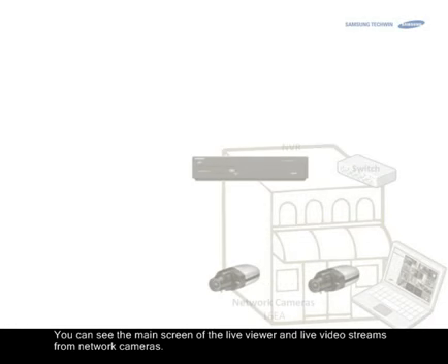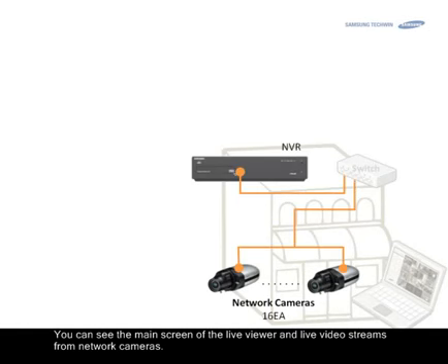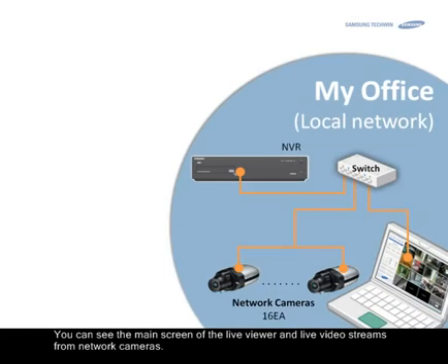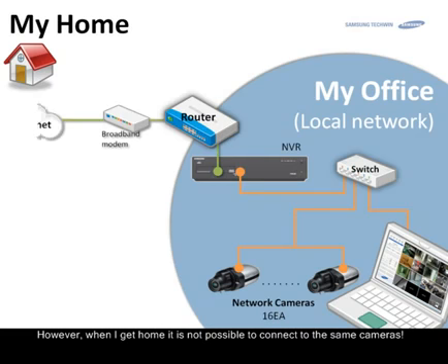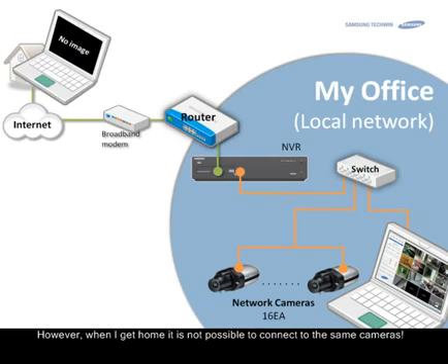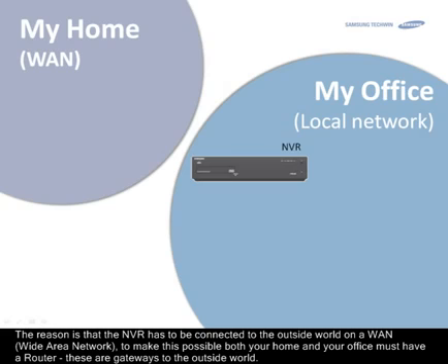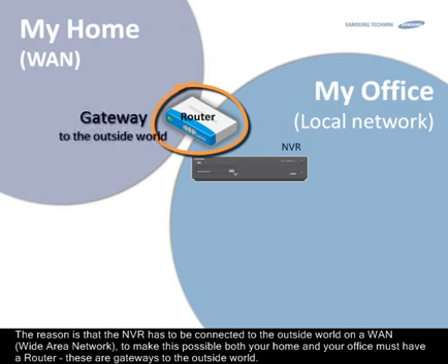Now you can see the main screen of the live viewer and live video streams from the network camera. However, when I'm at home, it is not possible to connect to those same cameras. The reason is that the NVR has to be connected to the outside world via a wide area network. To make this possible for both your home and your office, you must utilize a router. These are gateways to the outside world.